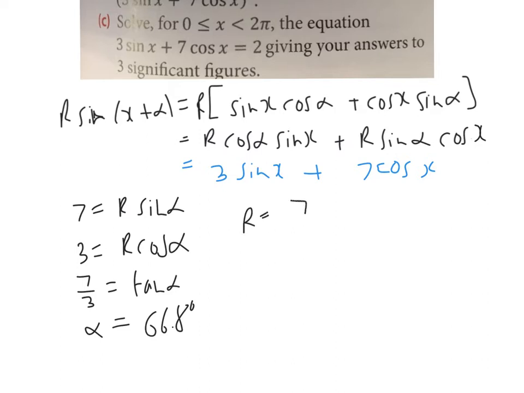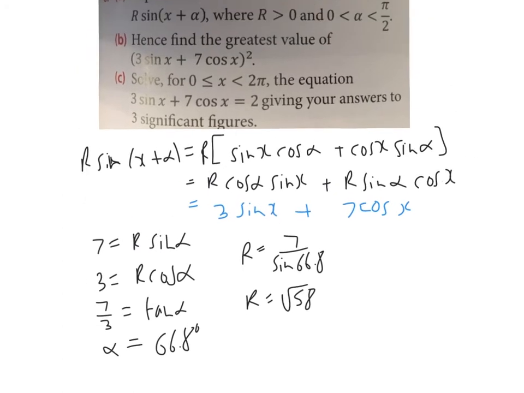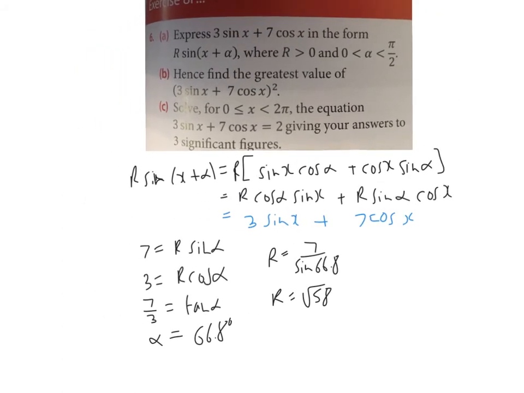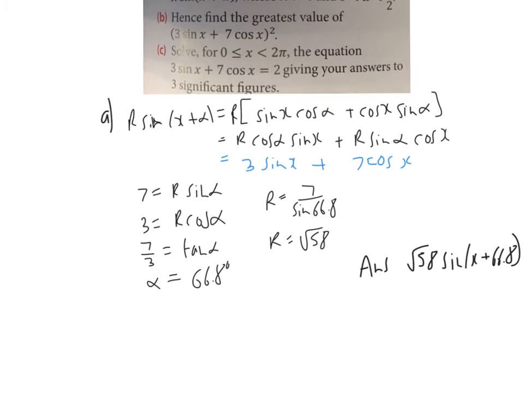r would be 7 over sin 66.8, and that gives the square root of 58. So the question, what was it asking? Express it in that form. So the answer then is the square root of 58 sin(x plus 66.8 degrees). Part B.